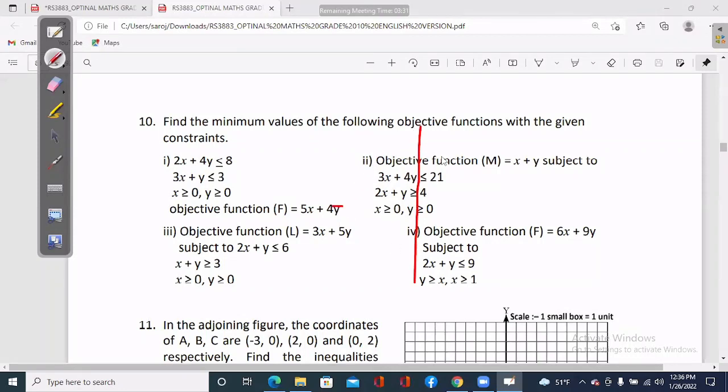For 10I, this type of figure will be formed, as I already said. One like this, one like this, one like this. This is the feasible region.